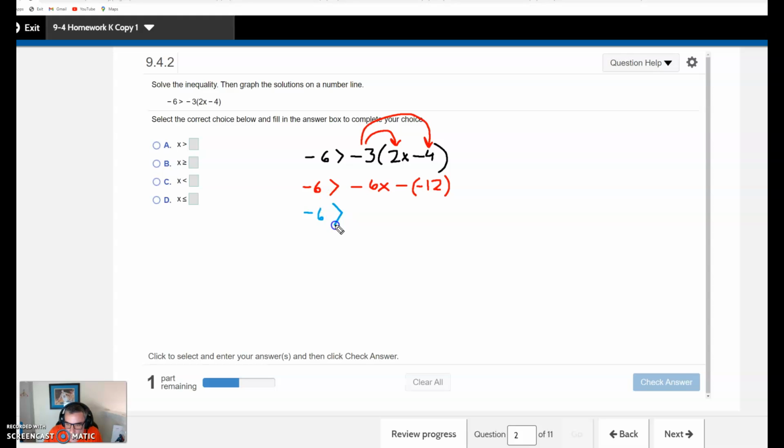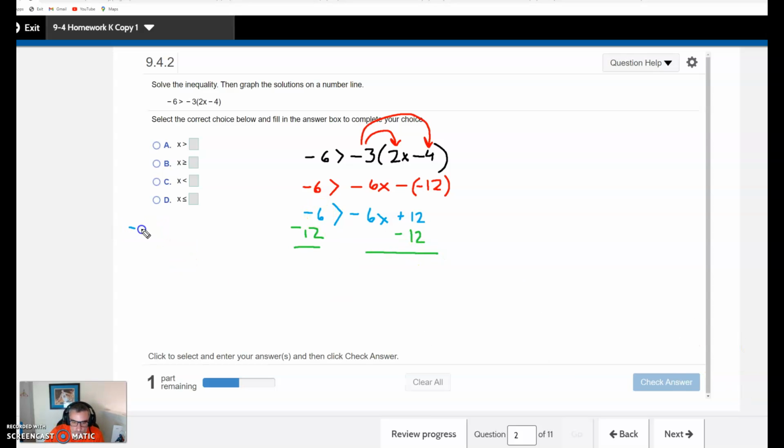All right, -6 is greater than -6x, that's going to stay the same. When you subtract a negative, that is the same as adding, right? You subtract a negative, it's the same as adding. So I can rewrite this as -6x plus 12. Now we're getting somewhere. Now we have a two-step inequality like we saw in 9-3. So step 1 is always to undo addition or subtraction. Since we're adding, we're going to subtract 12 from both sides.